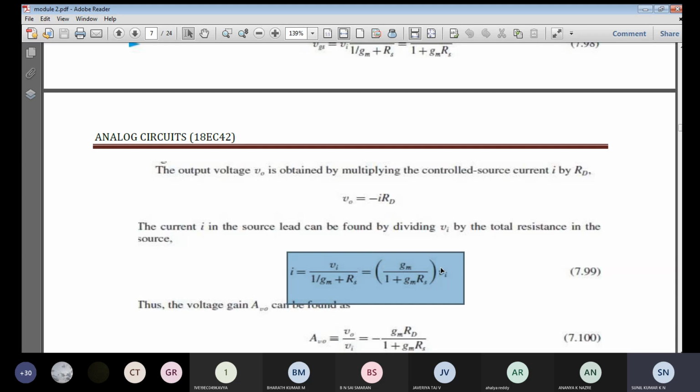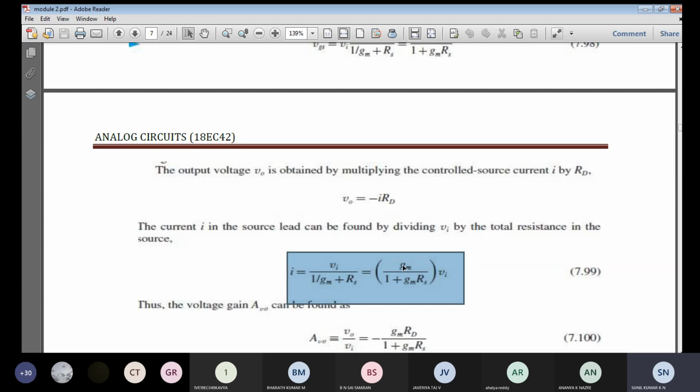In the previous analysis, ID, the output current, was equal to the input gate to source voltage multiplied with the transconductance, Gm times VGS. But now instead of Gm into VGS, we have Gm into Vi, with Gm divided by 1 plus Gm into Rs. That means it is going to be a reduced value compared to the normal transconductance. In common source without source resistance the transconductance value was much higher, but now with source resistance it has been reduced by a factor of 1 plus Gm into Rs.